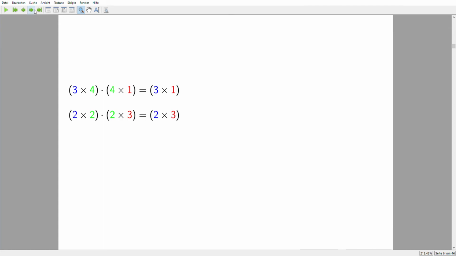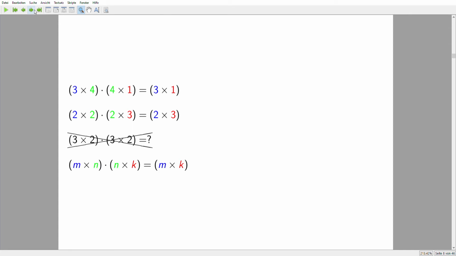Another example would be a 2 times 2 matrix and a 2 times 3 matrix, which leads to a 2 times 3 matrix. Remember, the outer numbers are the dimensions of the new matrix, and the inner numbers have to be the same. As a counterexample, we can have two matrices even with the same dimensions, for instance two 2 times 3 matrices, but we can't build a product out of them.